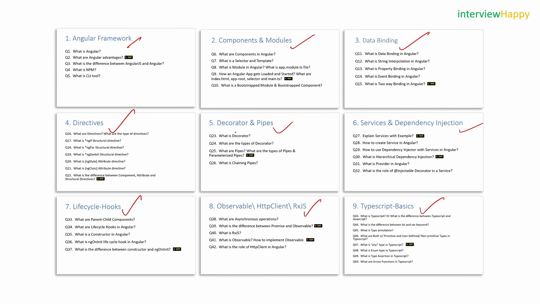If you want to see the list of all the questions, then you can see the list in the description box. From there, you can directly jump to any question. So let's start with the first topic.